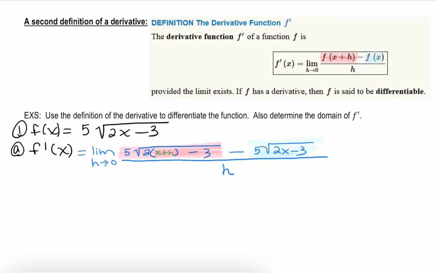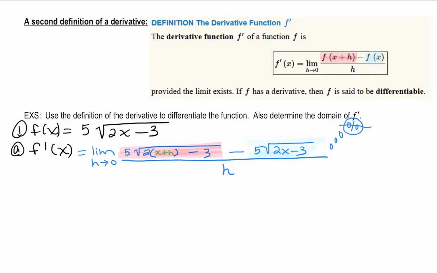Now, if we were to try to evaluate this right now and let h go to 0, we would have 5 times the square root of 2x minus 3, and that's exactly what I have in the second term here. And so, of course, what am I getting? I'm getting 0 over 0. So we get an indeterminate form. We're trying to evaluate a limit, we try direct substitution, and we get an indeterminate form.